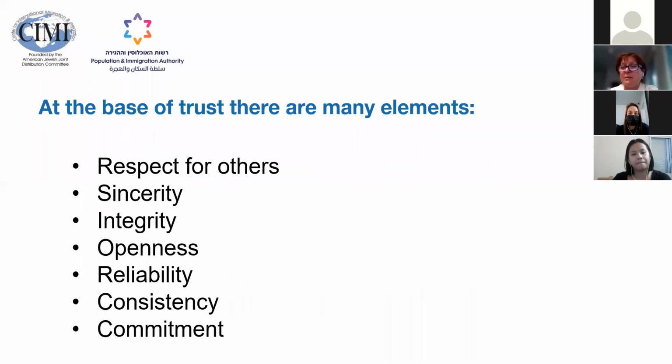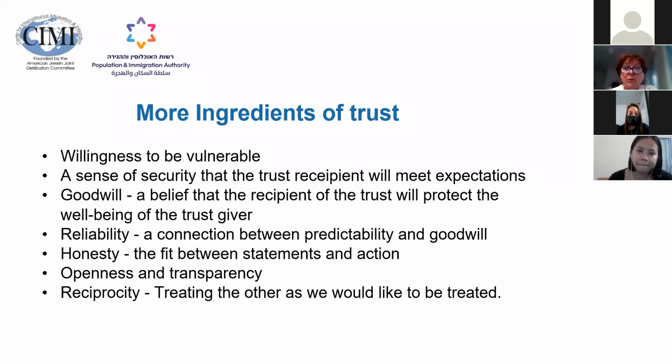At the base of trust, there are many elements: respect for others, sincerity, integrity, openness, reliability, consistency, and commitment. I think this is a long list, but it's all necessary if we're going to trust someone. More ingredients of trust are willingness to be vulnerable, a sense of security that your trust recipient will meet our expectations, and goodwill, the belief that the recipient of the trust will protect the well-being of the trust giver.